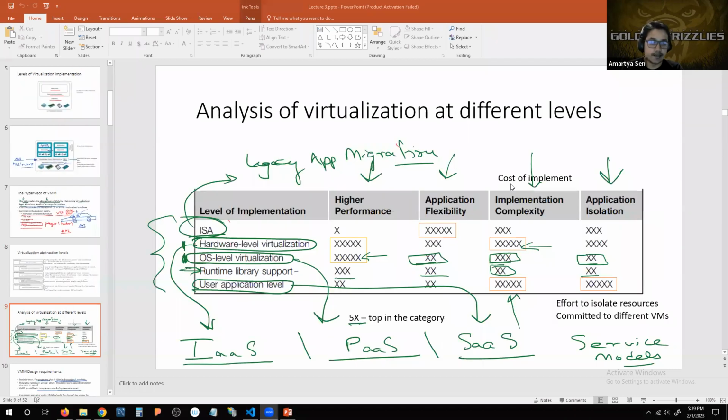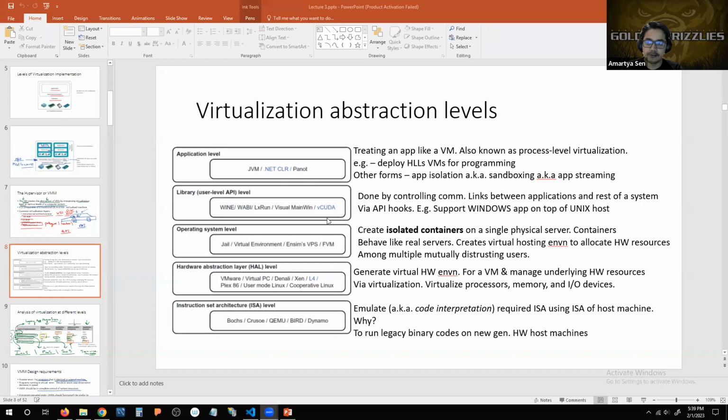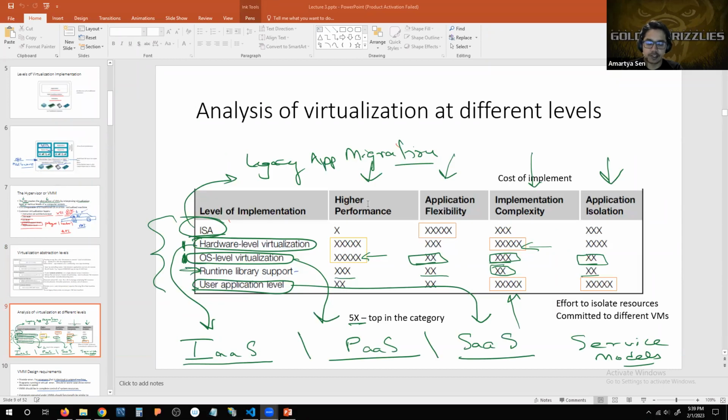And then we did an analysis of the performance with respect to using these different virtualization abstraction levels. We discussed it based on different performance metrics, such as which gives us the best performance, where do we get the most application flexibility, which is the most costly in terms of implementation, and then where do we get the maximum amount of application isolation, right?